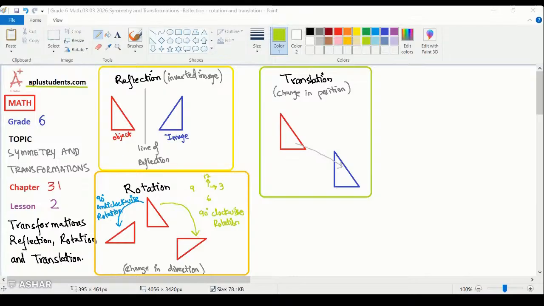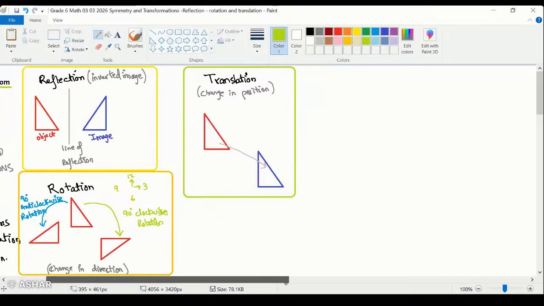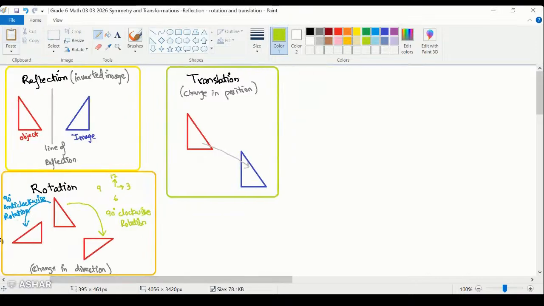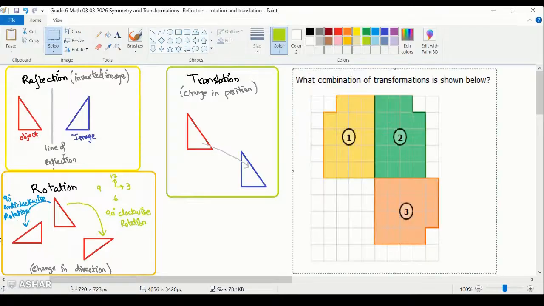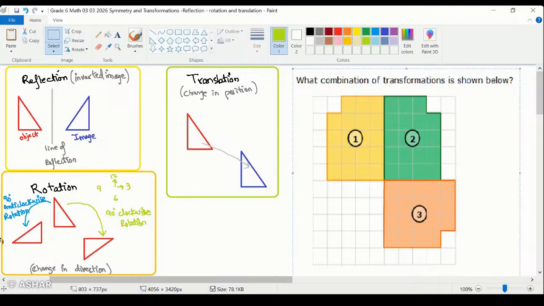They are asking us what combination of transformation is shown below. Okay. Let's see. For question number 1, keeping the reflection, rotation, and translation in mind, they're asking us what combination is given to us.